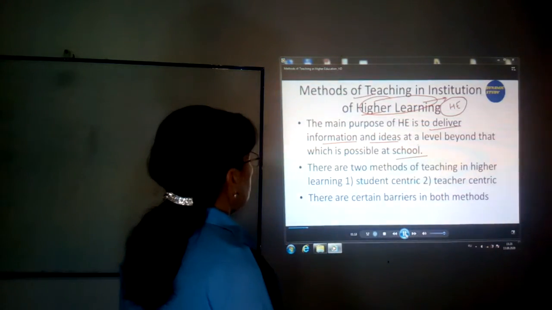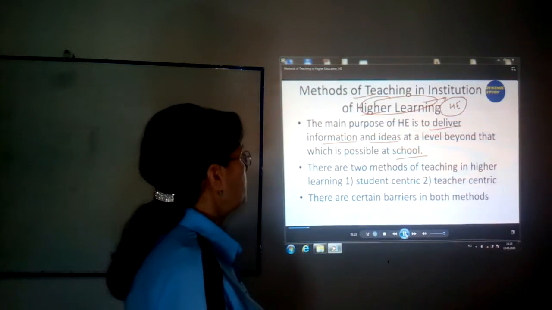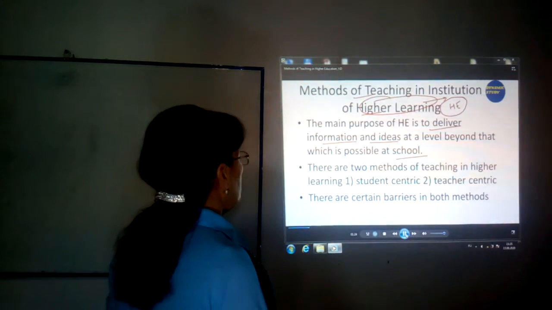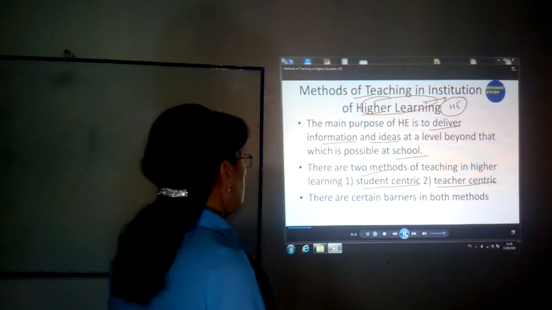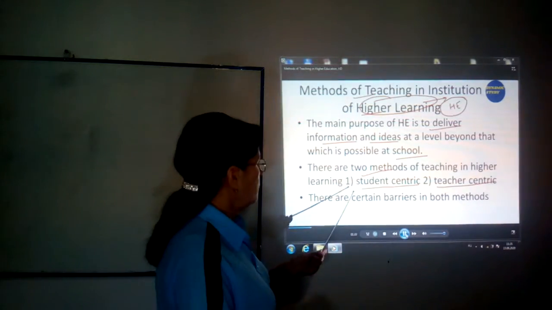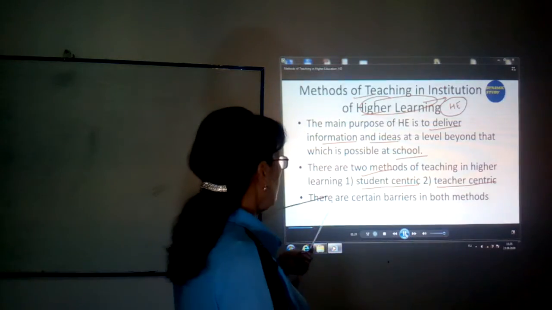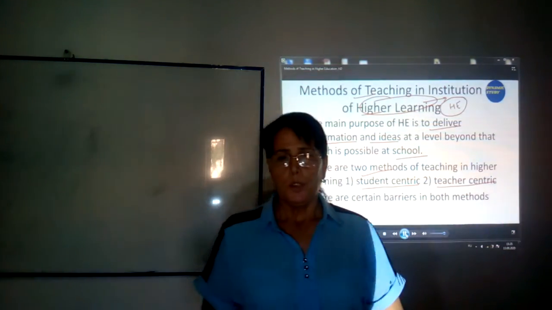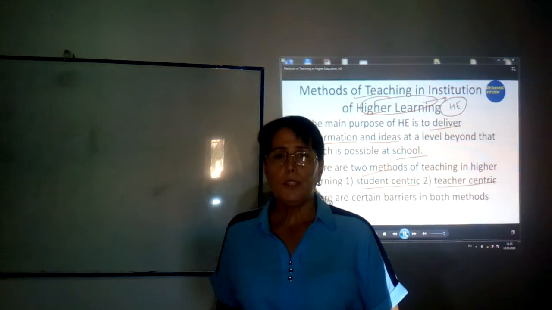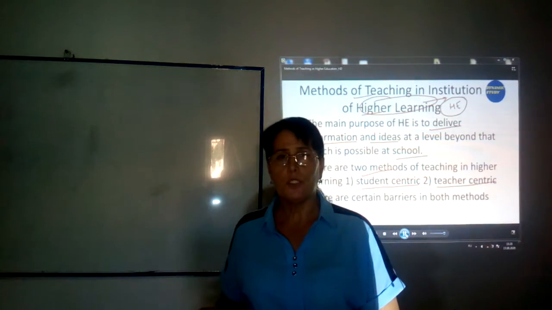The main purpose of higher education is to deliver information and ideas at a level beyond that which is possible at school. There are two methods of teaching in higher learning. First, student-centric, and the second one, teacher-centric. And there are certain barriers in both methods. As you know, in the student-centric method, students should work during the lesson more than the teacher.